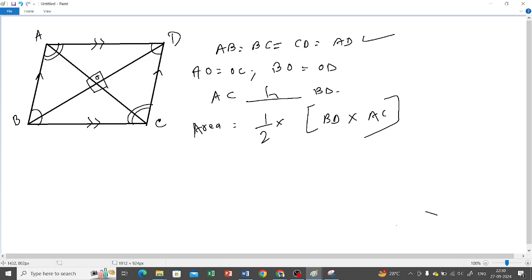Sutama, Ritama, Niladri? Yes, sir. And you see the area of a rhombus is half into product of diagonals. Half into product of diagonals, okay? Fine.